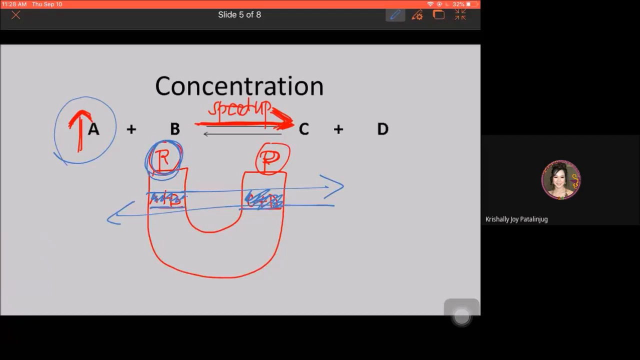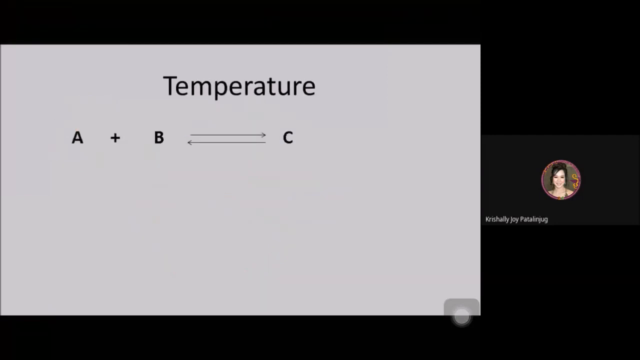So that is the characteristic of a system at chemical equilibrium. Even if stress or disturbances are applied to the system, it can adjust; it can relieve that stress. So, sana all, right? Now, let's have the second factor affecting chemical equilibrium. Another stress. We're only talking about stress here. So the second one is temperature.